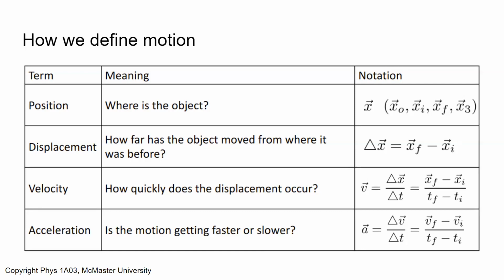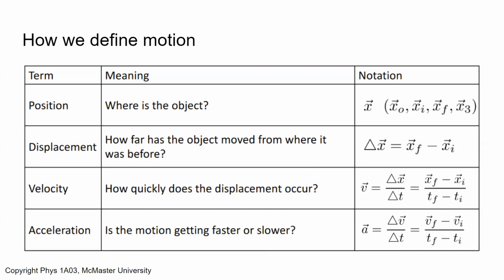Or another way of saying this is, what is the rate of change of the position over a certain period of time? So velocity is a vector, and displacement would be in the numerator, and change in time, sorry, that's important, it's change in time in the denominator.